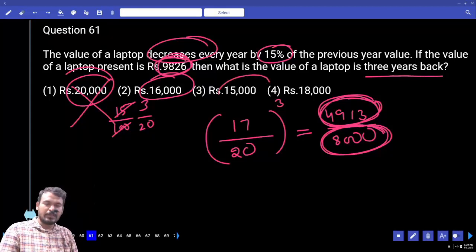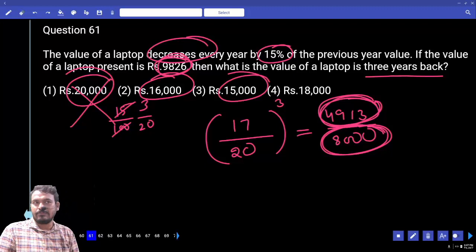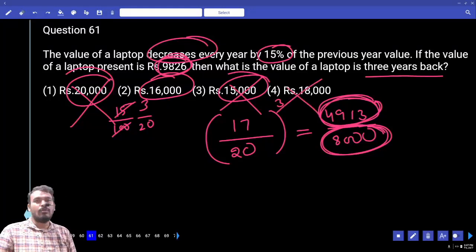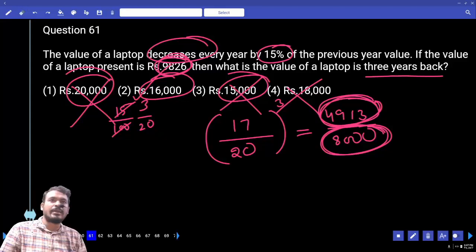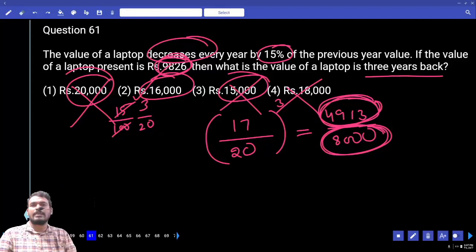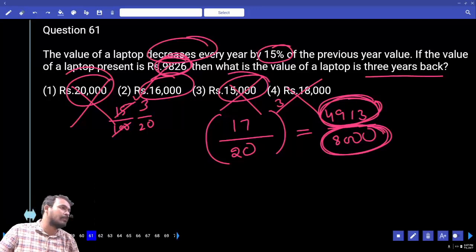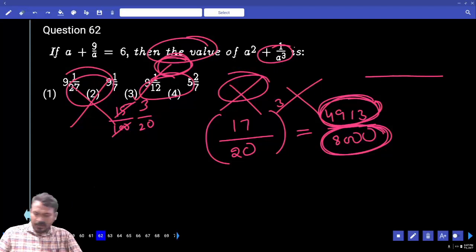Yes. 15,000 divided by 2 is 7,500. Is that a perfect cube? No. 18,000 divided by 2 is 9,000. Is that a perfect cube? No. Then the answer is only 16,000. When it is divided by 2, we get the perfect cube. Because the time period is 3 years, the initial value and final value must both be perfect cubes or perfect squares? Perfect cubes.